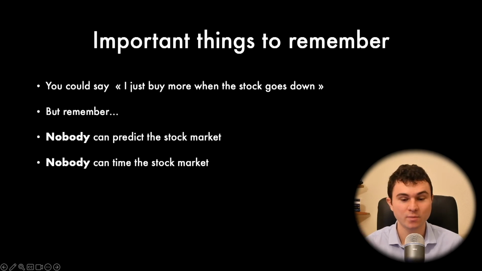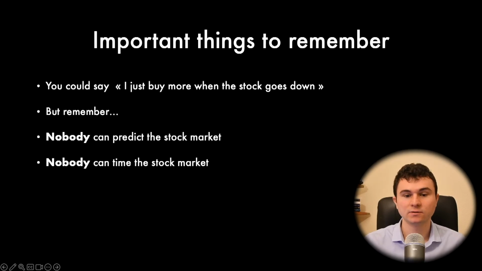Nobody can time the stock market. Nobody can know when the stock will go up again. And nobody knows if the stock will go up again. There are a lot of companies that were growth, sexy businesses that went down 80% and never bounced back because management had some issue, the company had some issue, there were other competitors that ate their lunch.